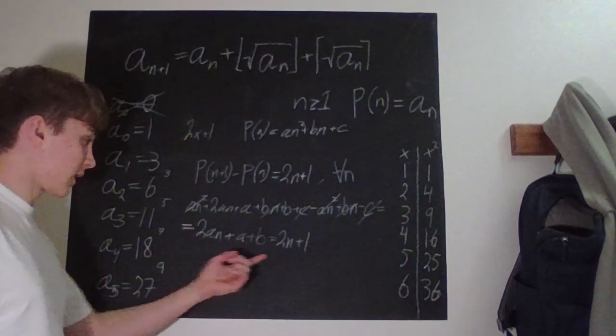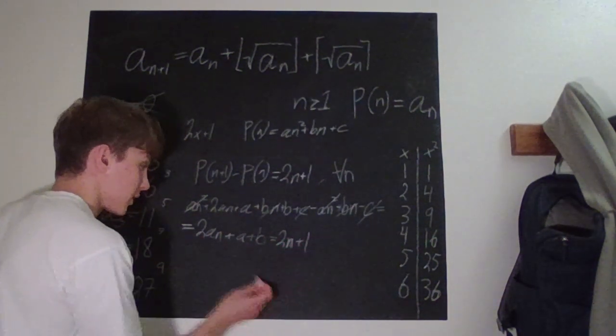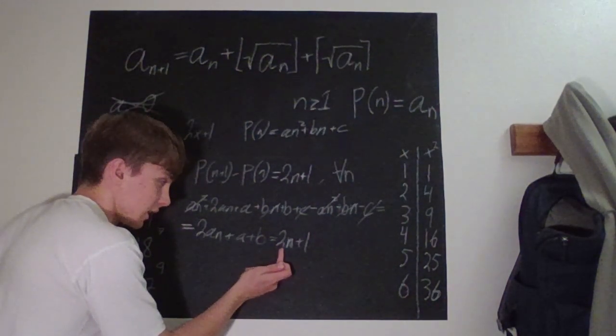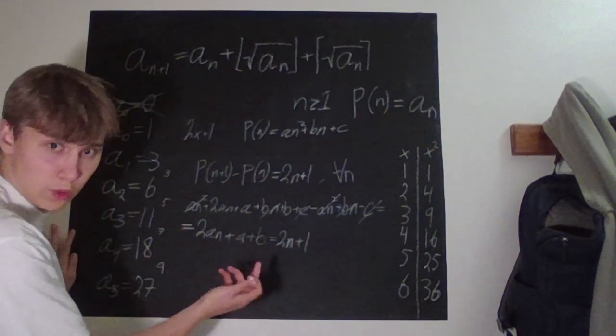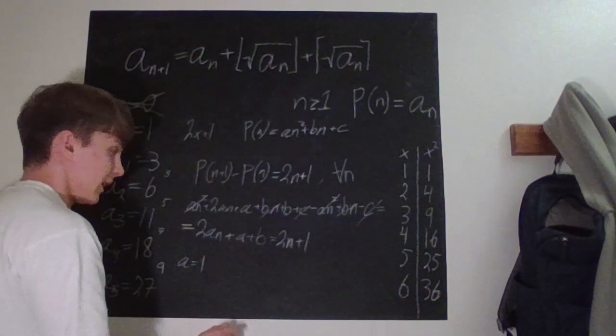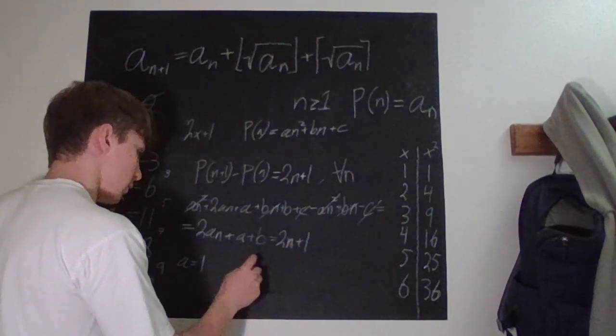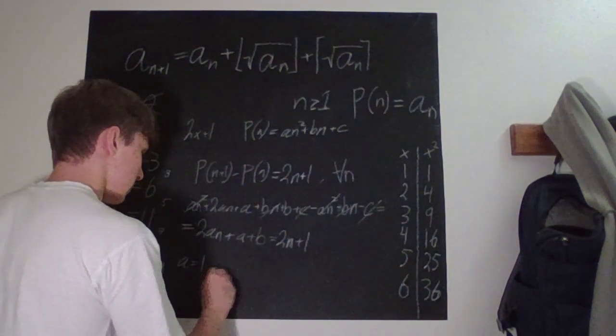So if this is supposed to be true for all n, then we can just see that 2n has to be equal to 2an for all n. So we just know that a is equal to 1. And also a plus b has to be equal to 1. So, because a is 1, then we know that b is 0.